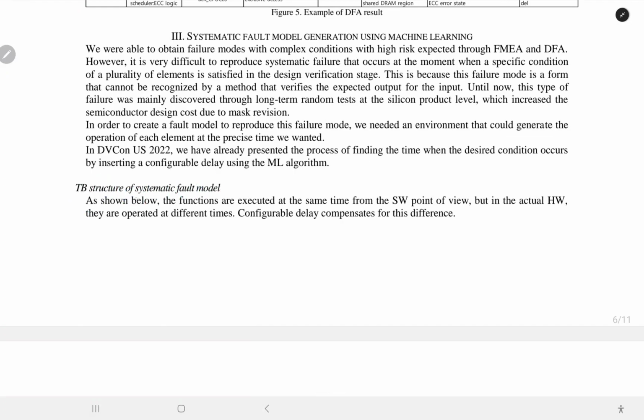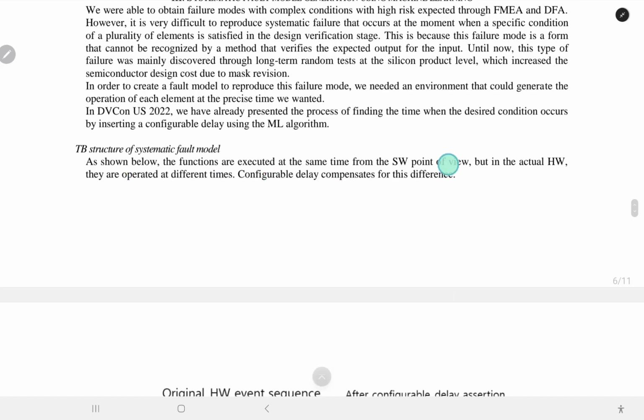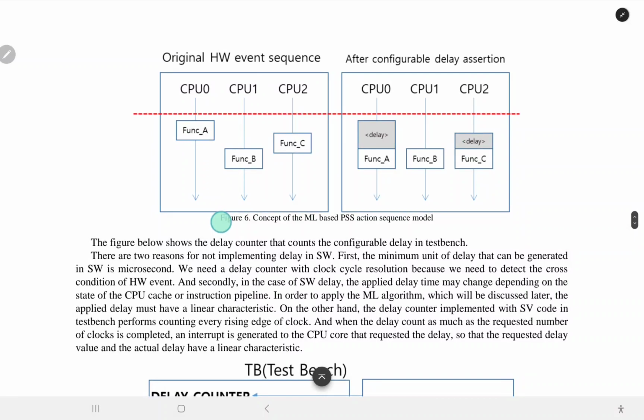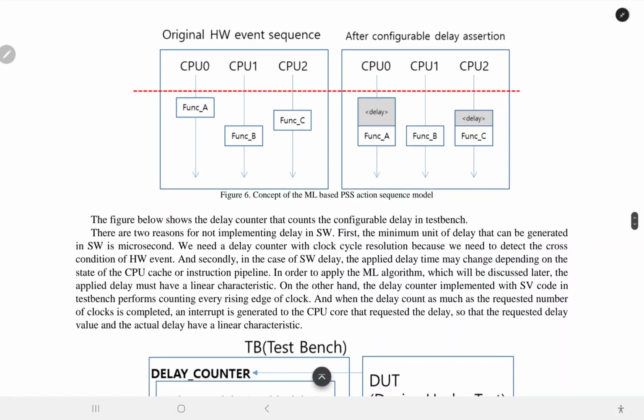As shown below, the functions are executed at the same time from the software point of view, but in the actual hardware, they operate at different times. Configurable delay compensates for this difference. Figure 6 is the concept of the ML-based PSS action sequencer model. The figure below shows the delay counter to count the configurable delay in the test bench.